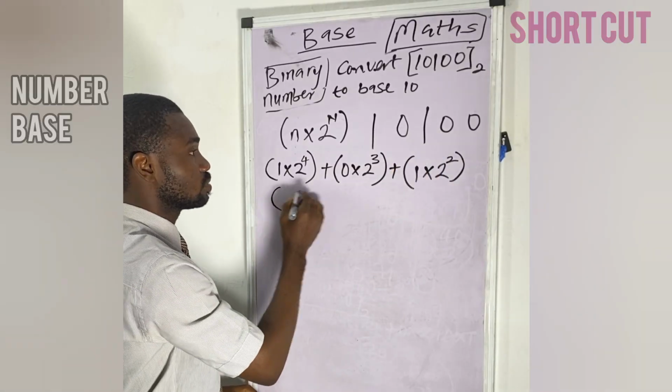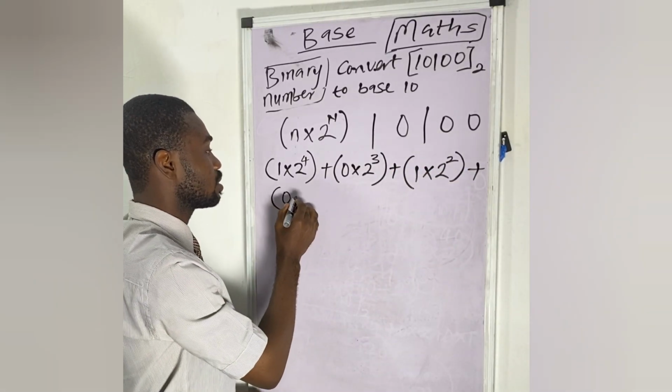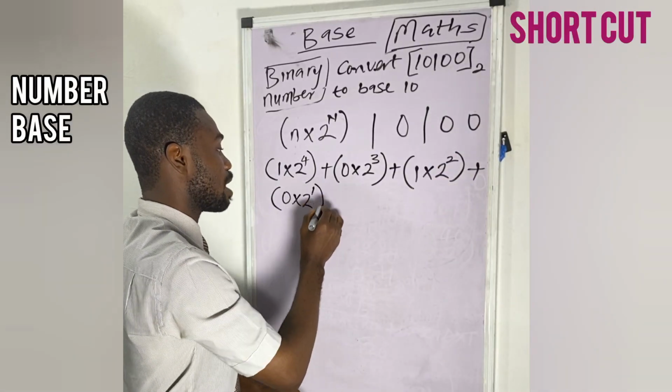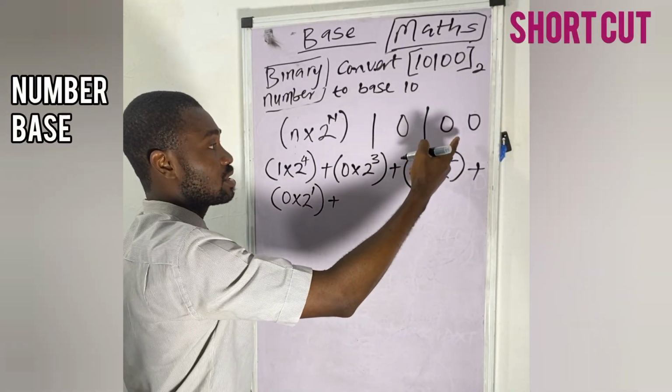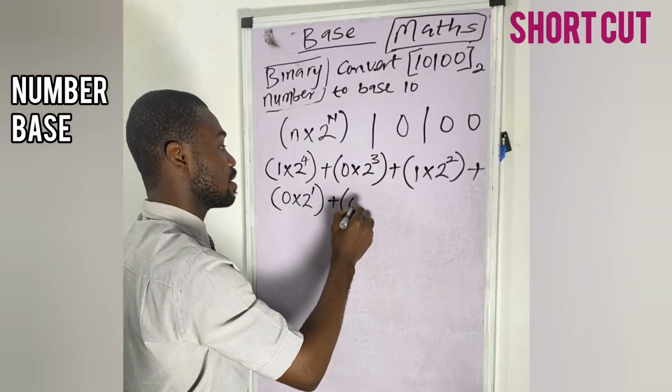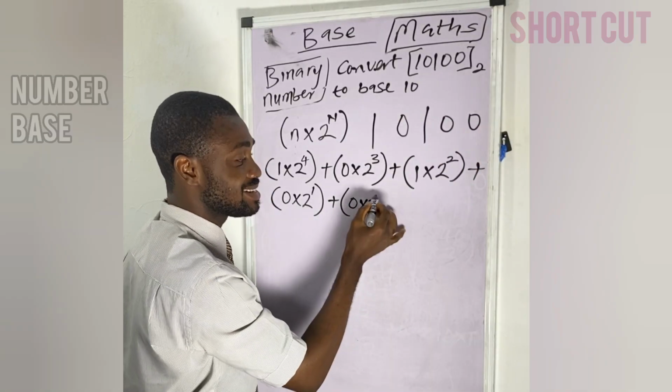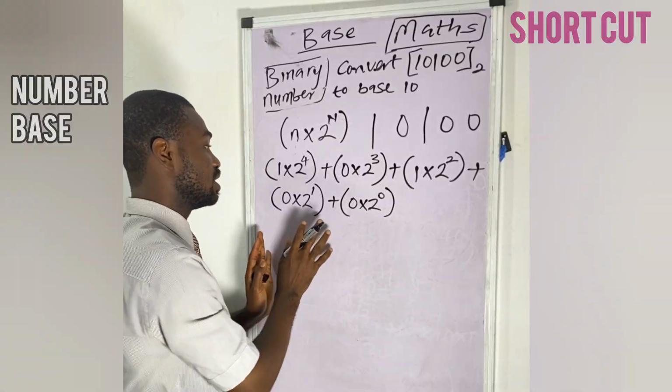0, bracket open, plus, bracket open, 0 times 2 to the power of, how many numbers do we have after the first 0? Just 1, right? Raised to the power of 1, bracket close, plus, the next 0, bracket open, 0 times 2 to the power of, how many numbers do we have after 0? None. We now put 0, right? 0, bracket close. So this is what we now have.